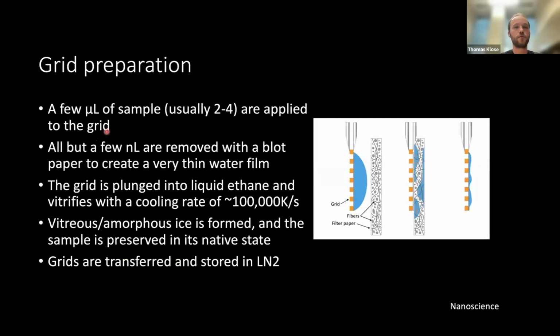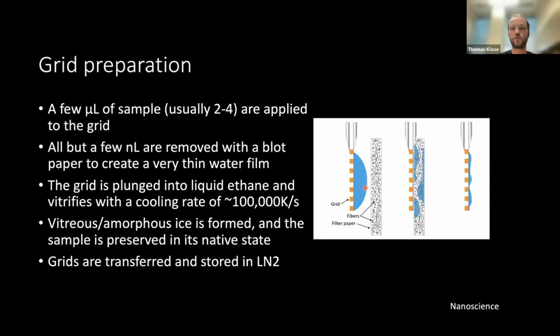So what we typically do is that we take a few microliters of sample, depending on what your sample is, how much you have of it, how precious it is. The volume is typically around 2 to 4 microliters. Most commonly, it's right in the middle, like 3.5 microliters. And that gets applied to this grid that I showed you. So this is a side view of it, and it's held by tweezers here.